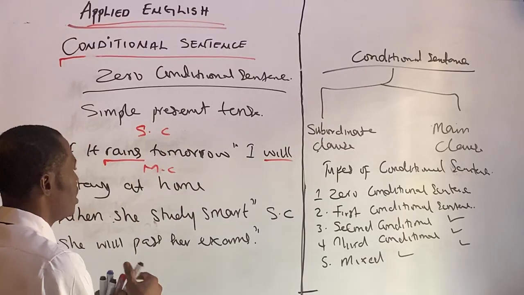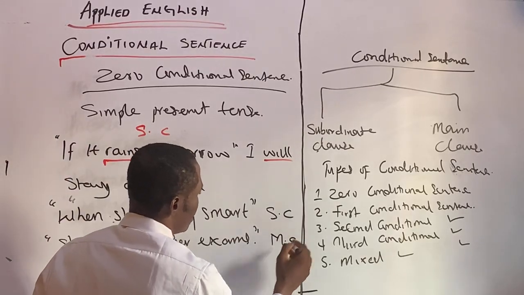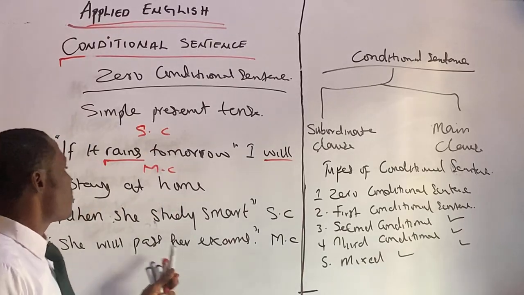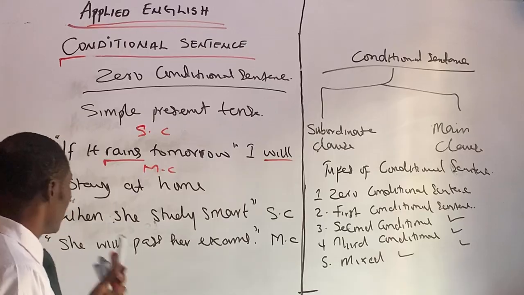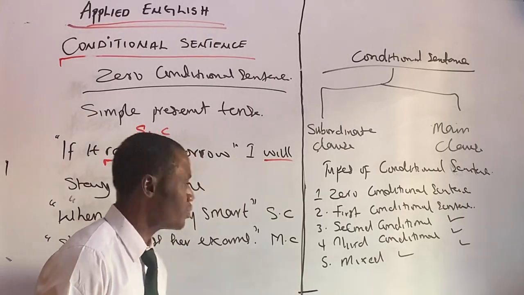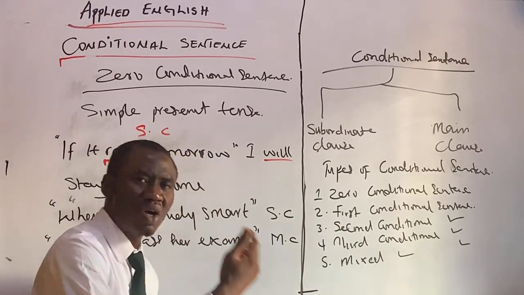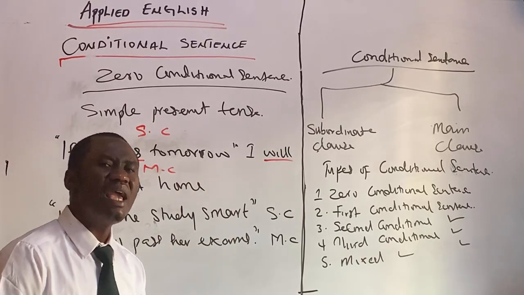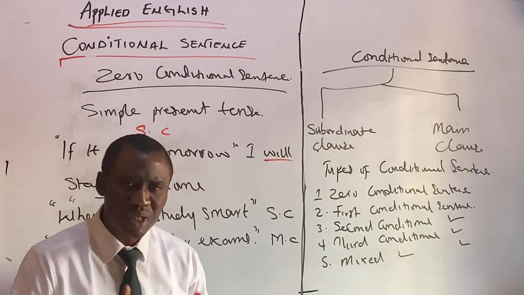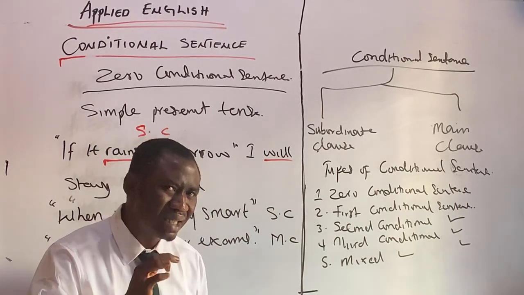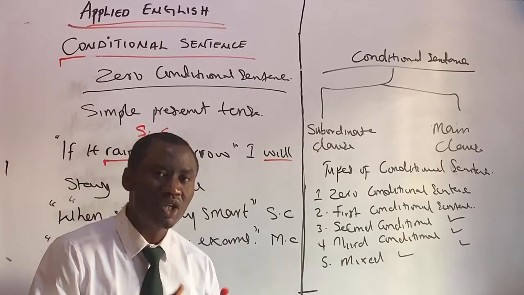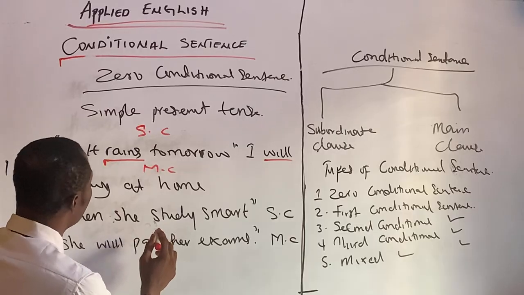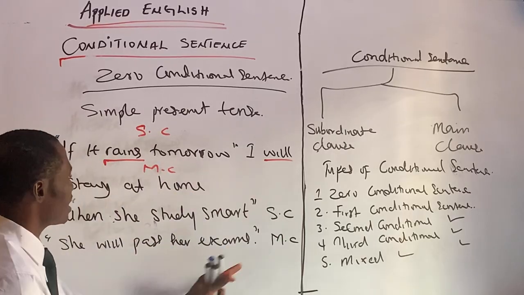Now, the position of the main clause and the subordinate clause can be interchanged. You can say, she will pass her exams, comma, when she studies smart. When she studies smart, the result of her studying smart is she will pass her exam. If the hypothetical situation or condition is practicable or doable or has been done, then you can use the simple present tense for the subordinate clause and for the main clause.